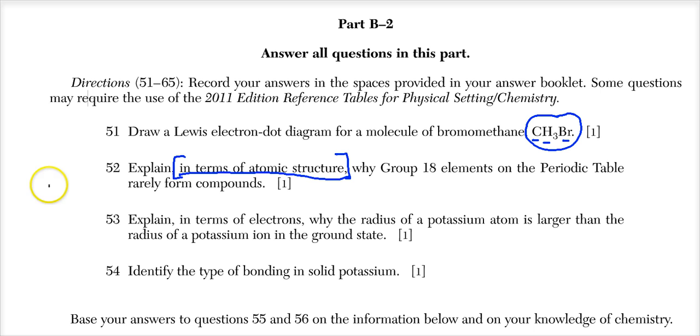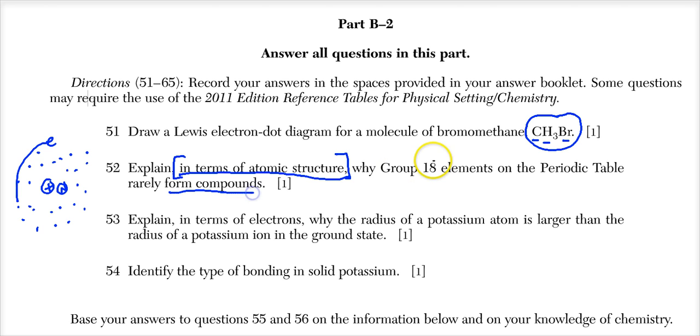And inside the atom, of course, you've got the protons and the neutrons in the nucleus, and electrons on the outside of the shells. I don't want to write circles, or not necessarily in the Bohr model. So we have electrons on the outside and of course protons on the inside. So in terms of atomic structure, why do they rarely form compounds?